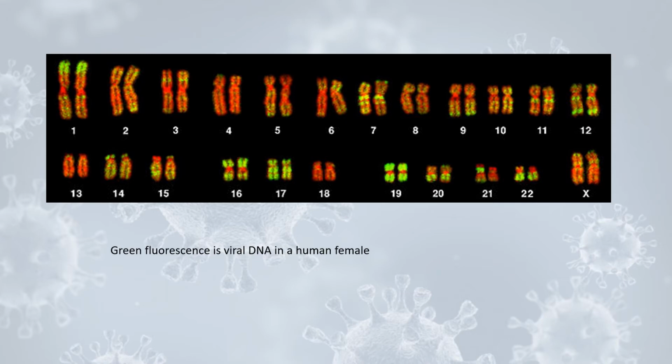This image shows the DNA of a human female, and in the green fluorescence, those are all places where there's viral genes. I apologize for anybody who's red-green colorblind. Unfortunately, I couldn't find another color combination of this image. But if you look at chromosome 19 here, this is all green except for a little bit of red in the middle. 18 is mostly red. So it's not evenly distributed.